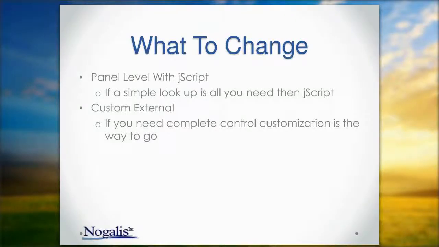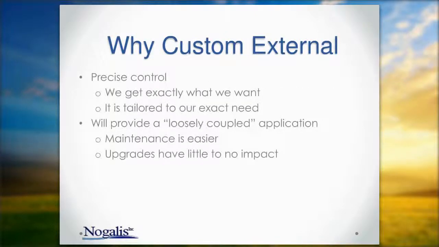So what we're going to do is create an external page that we can look up very quickly based on customer information, the information that we need to have, and that customization will run on an external website but still access all of the M3 data in its entirety. Why do we want to do custom external? Because it gives us precise control.